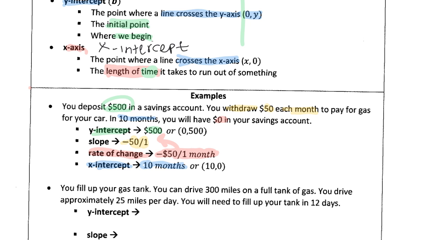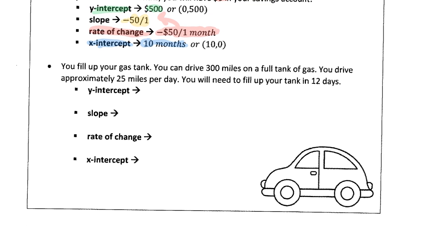From here, what we're going to eventually do is be able to create an equation from this, but we're just trying to pick out the important information first. So let's look at this next one. We fill up a gas tank, and we could drive 300 miles. We can drive 25 miles per day, and we won't need to fill up our tank again until 12 days later.